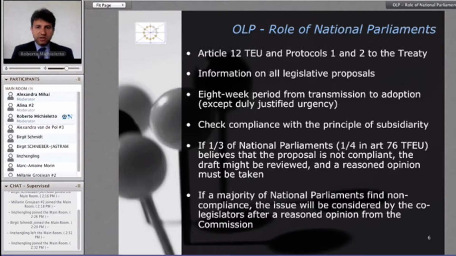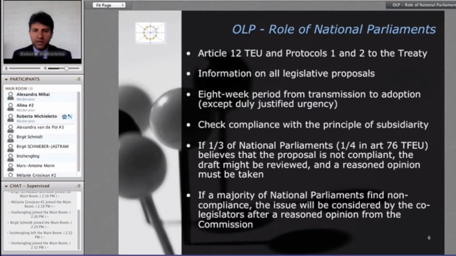Basically, when you have a proposal, you have to give all information to the national parliaments. And there is a period of 8 weeks from transmission of the proposal to the national parliaments to the adoption of that proposal, except in duly justified urgency. But don't ask me, because I've never seen justified urgency during my time there.